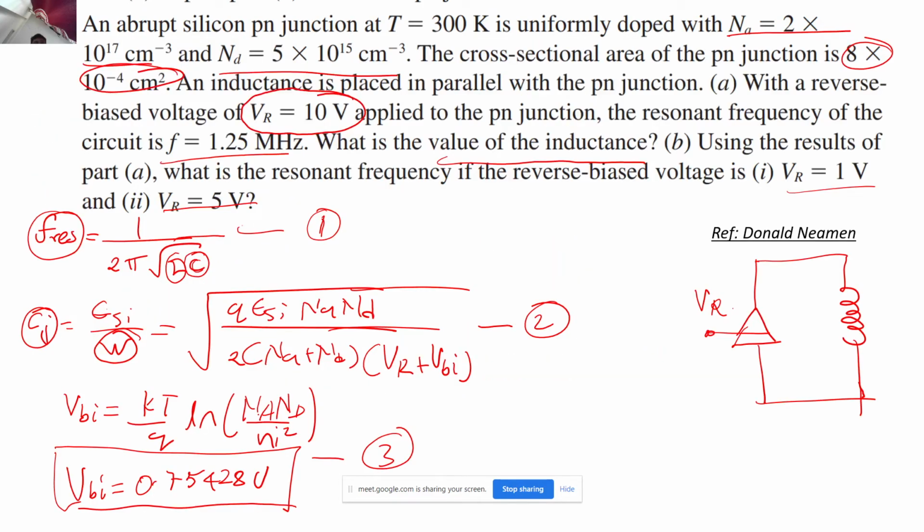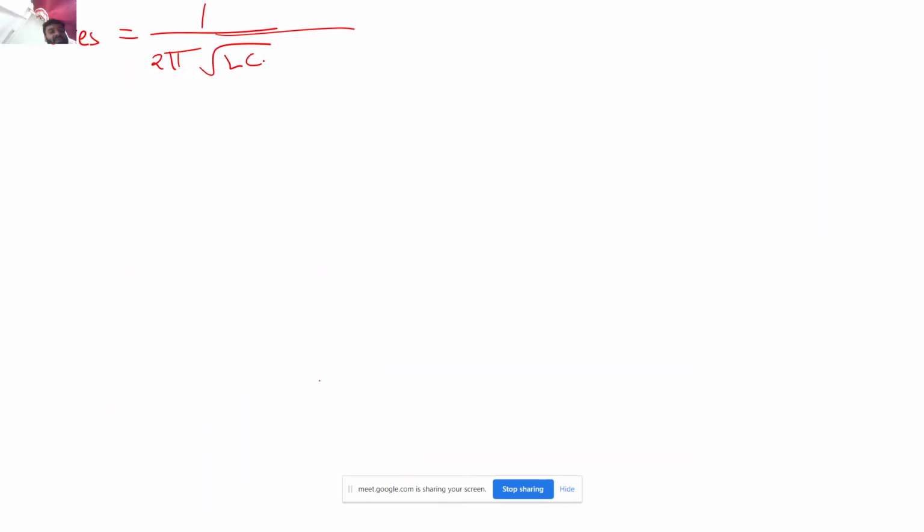Now coming to the next part, we have calculated the value of inductance. Correct? Using the results of part A, what is the resonant frequency if the reverse bias voltage is in first case 1 volt, and in second case 5 volts? So now we know F resonance is 1 upon 2 pi root of LC. We have already calculated the value of C for 1 volt and 5 volts, so we are just going to use those values, and the inductance we have just calculated. So F resonant at VR equal to 1 volt will be what?